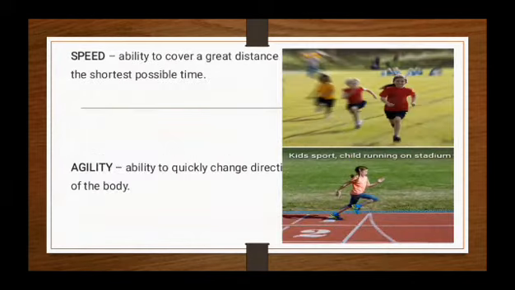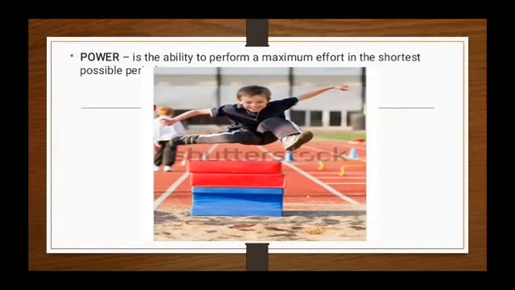Next is speed. It's the ability to cover a great distance in the shortest possible time, while agility is one's ability to quickly change or shift the direction of the body. These skills are extremely important in most sports. Power is the ability to perform a maximum effort in the shortest possible period.